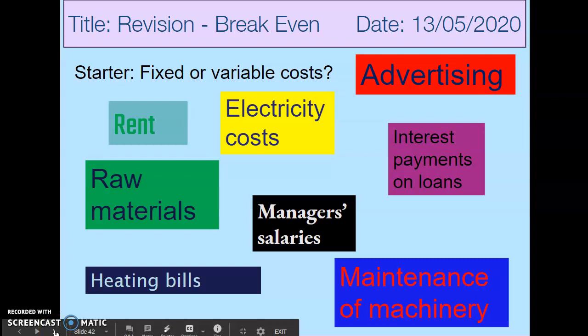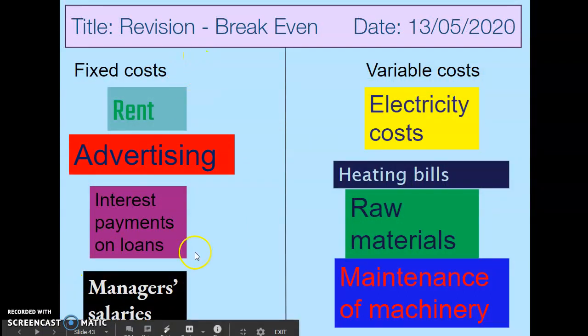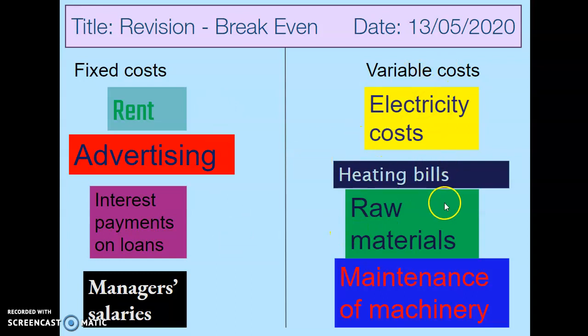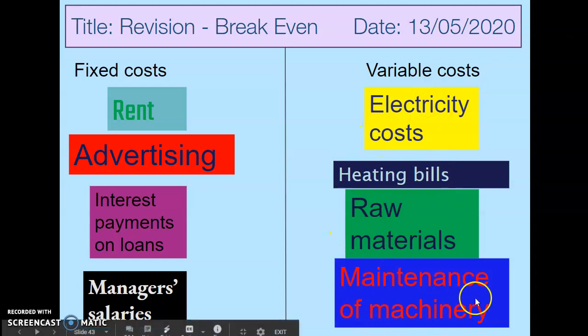So as per usual, I'm going to assume that you've done that, and the answers would be the following. The only one that I think might have been slightly confusing is this one here. For fixed costs we've got rent, advertising, interest payments and loans, and managers' salaries. You know this because we've written all this down in previous notes. And then we've got variable costs: electricity costs, heating bills, raw materials, and then I put maintenance of machinery.